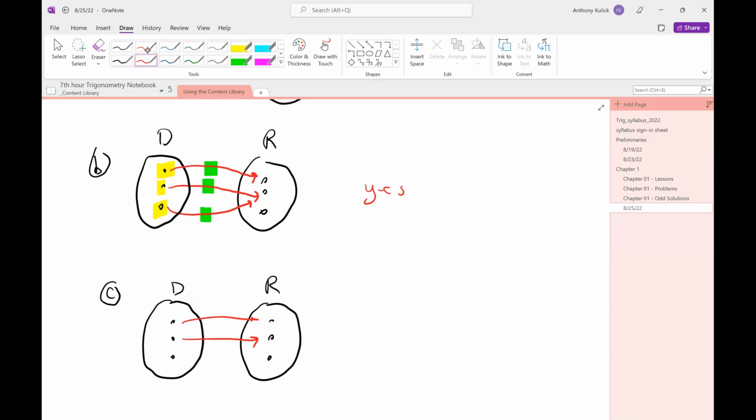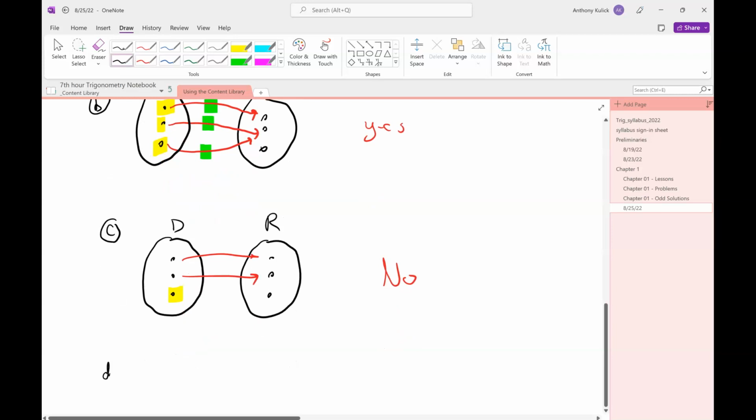How about, is this a function? Say no, why not? Yeah, this guy didn't go anywhere, right? We got a domain that wasn't used. Okay, sure.